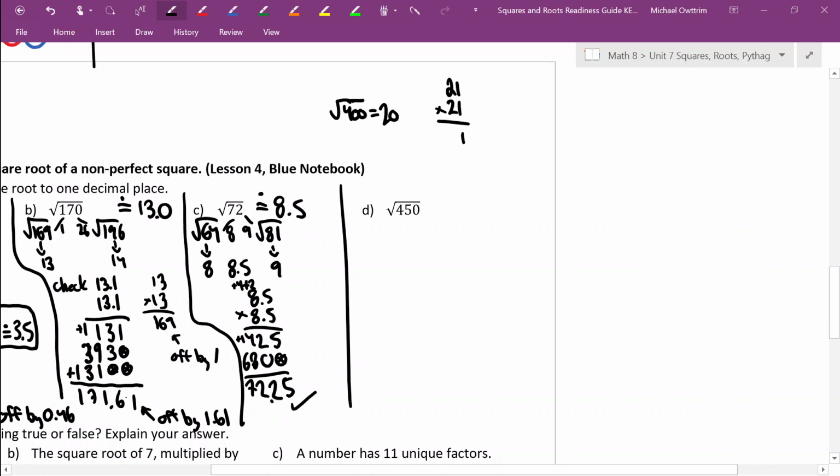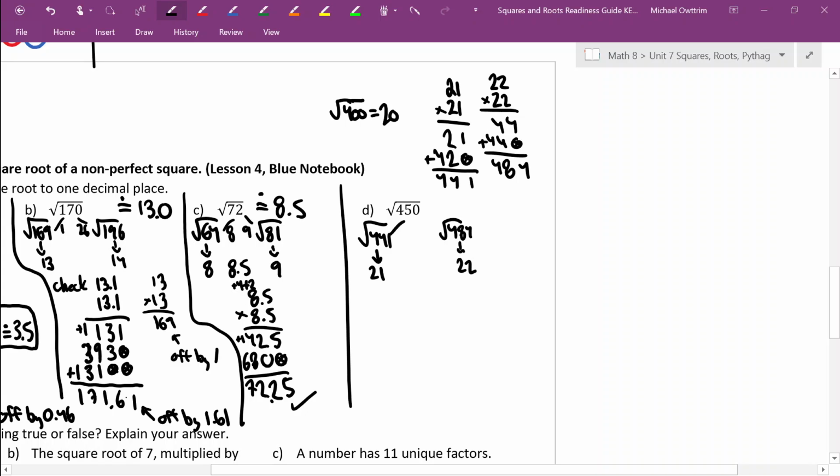1 times 1 is 1, 1 times 2, 2 times 1, 2 times 2. So that's going to be pretty close to 450. So I'm going to say that 441 is our smaller perfect square. And that means our next largest perfect square will be whatever 22 times 22 is. Nice easy calculation. 484.